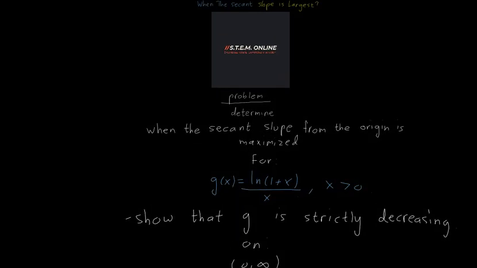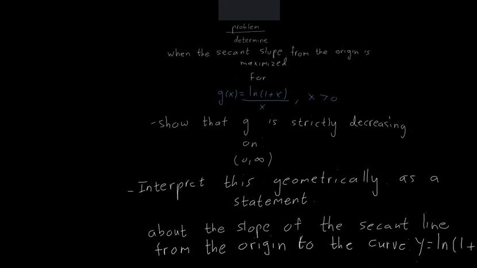G of x, which is equal to ln of 1 plus x all over x, where x is strictly greater than 0. And prove that g of x is strictly decreasing on 0, comma, infinity. Then we're going to interpret that result geometrically for this curve y equals ln of 1 plus x. Okay? So this will show what it says about the slope of the secant line from the origin, okay?